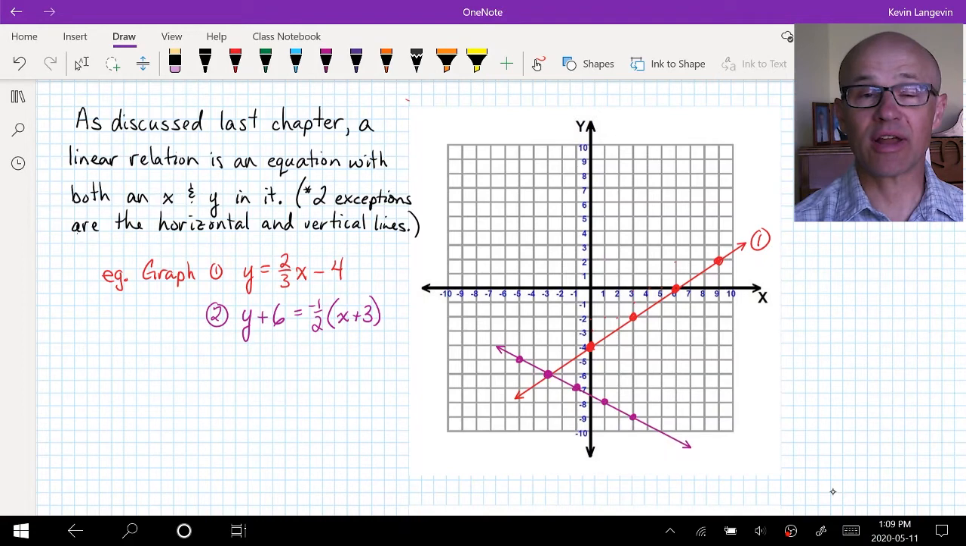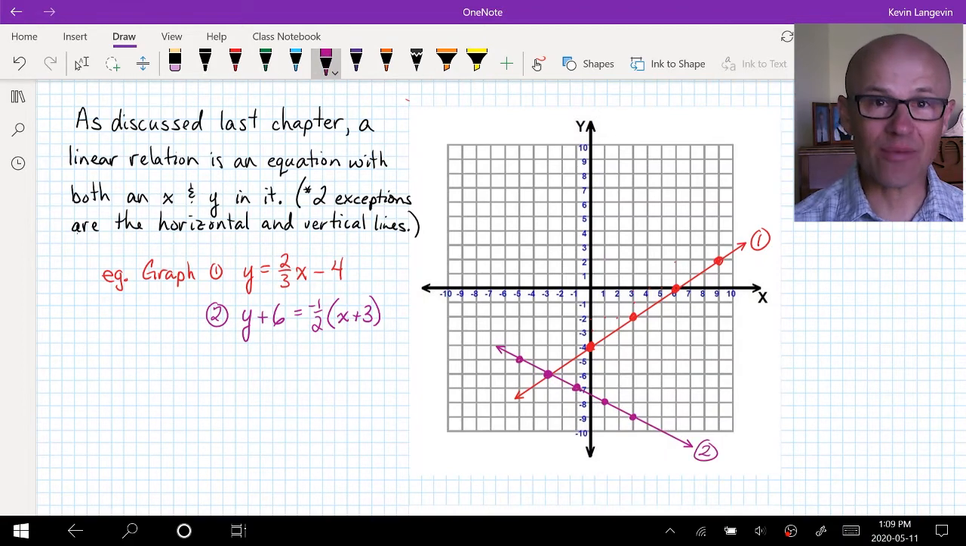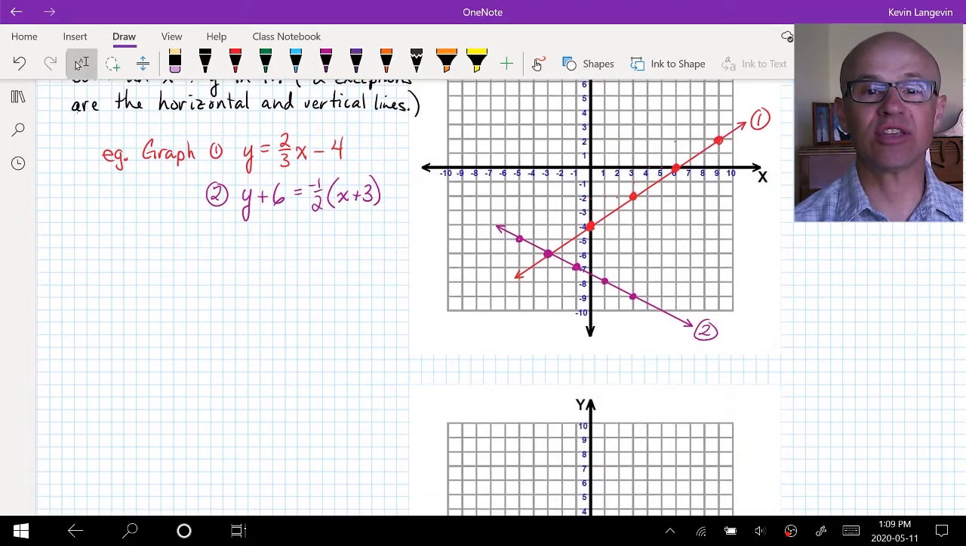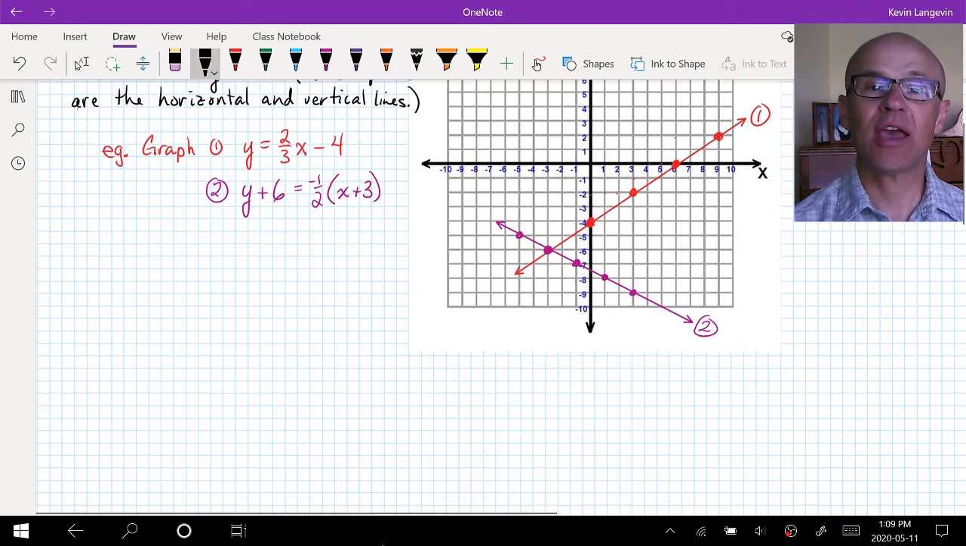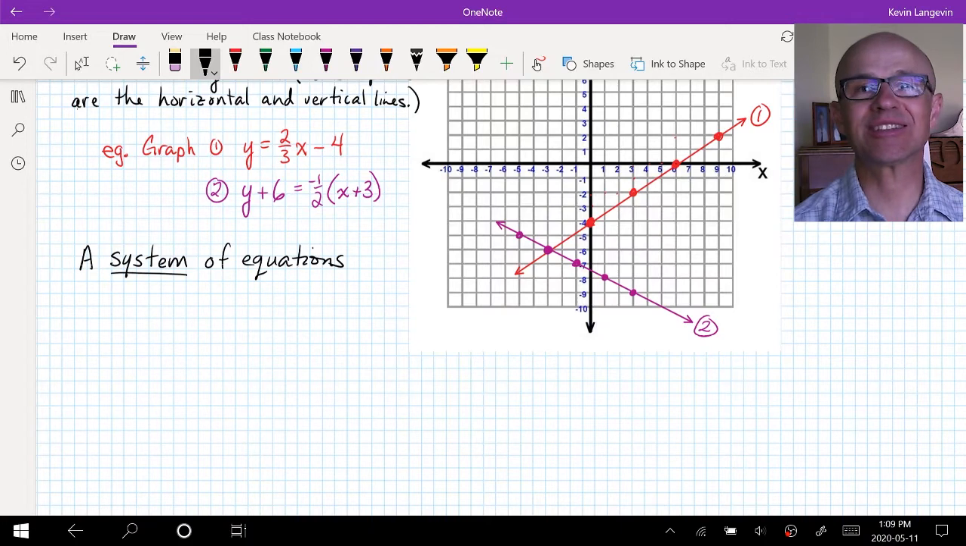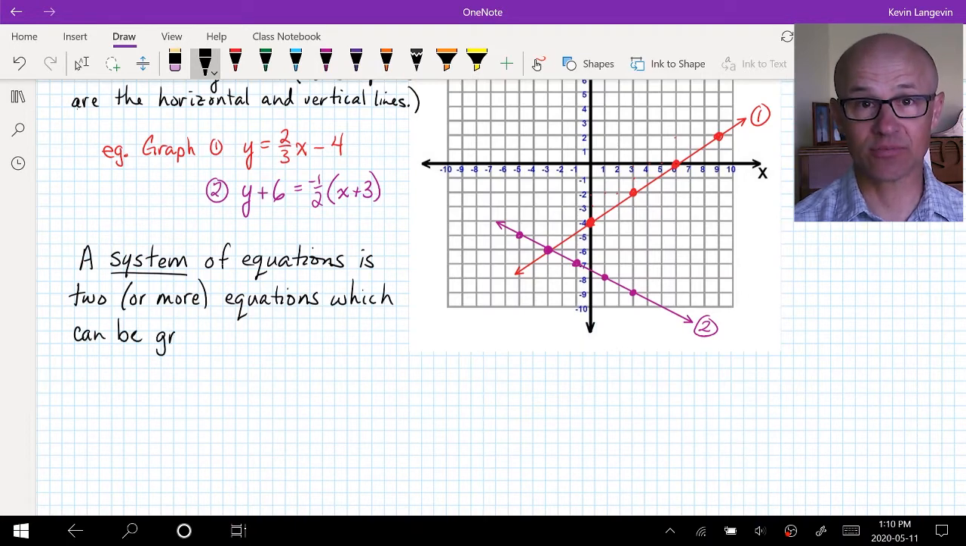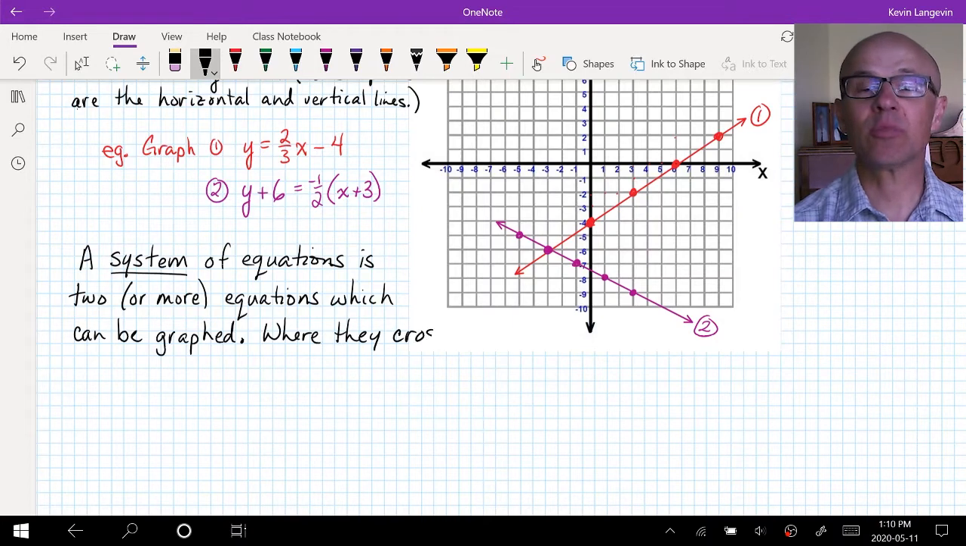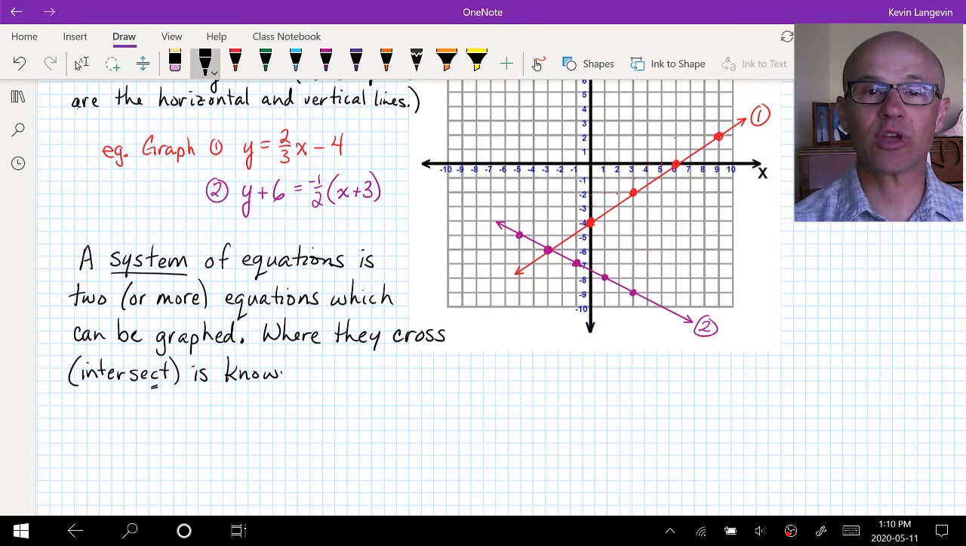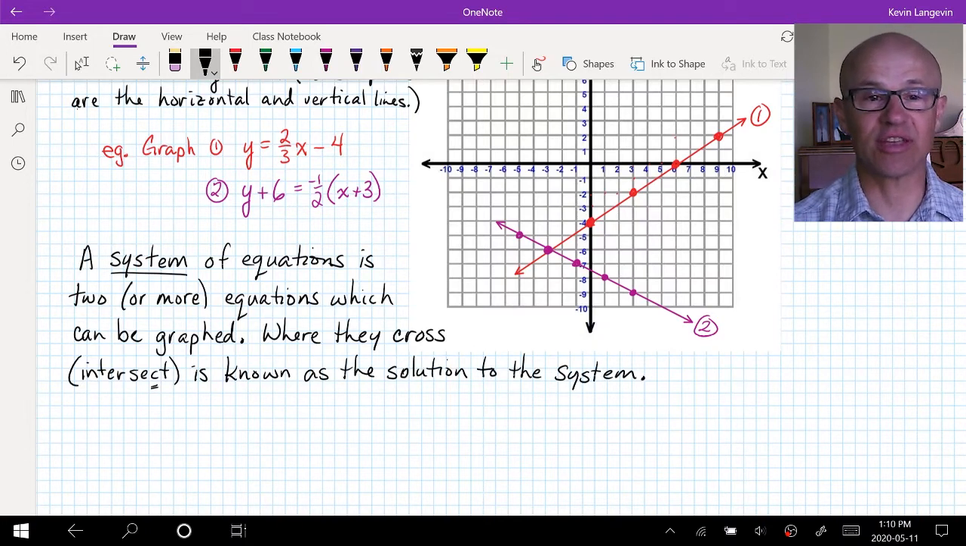So when I draw my graphs from edge to edge, I notice that they do in fact intersect. And where they intersect, that is the solution to the system. So that's the only point on the entire grid which is on both lines. Now, we call it a solution to the system because if I was to plug it into each equation, it would make a true statement, and that's what a solution actually is.